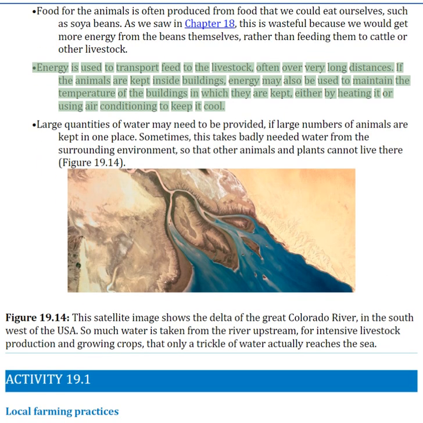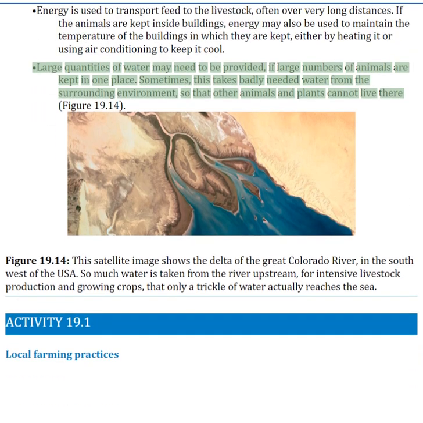Energy is used to transport feed to the livestock, often over very long distances. If the animals are kept inside buildings, energy may also be used to maintain the temperature of the buildings in which they are kept, either by heating it or using air conditioning to keep it cool. Large quantities of water may need to be provided if large numbers of animals are kept in one place. Sometimes, this takes badly needed water from the surrounding environment so that other animals and plants cannot live there.